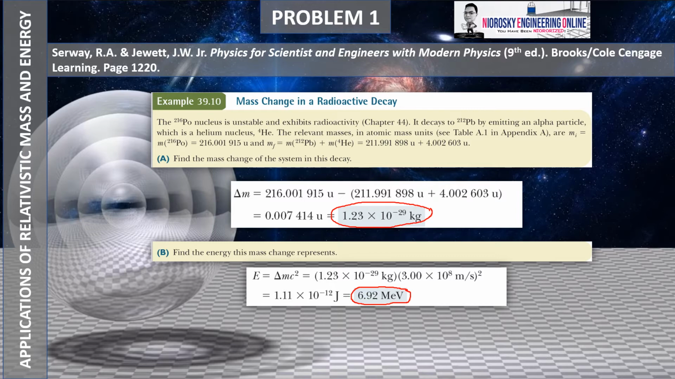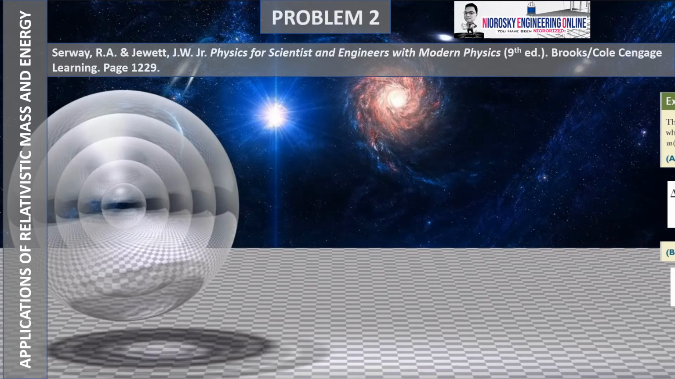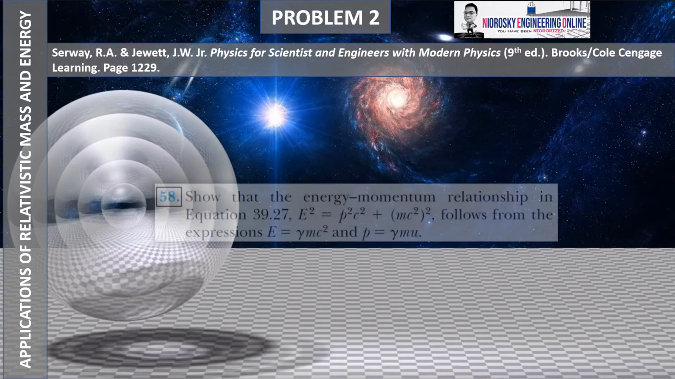Now let's proceed with a deeper problem that we might want to consider, where there is a source of derivation to depict how the equations under relativistic problems are being maneuvered. So let's take a closer look at the next problem. Problem number 2 relates to page number 1229 of that particular book, and here is the question.